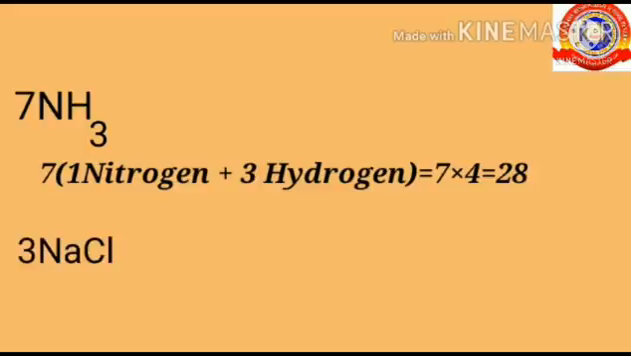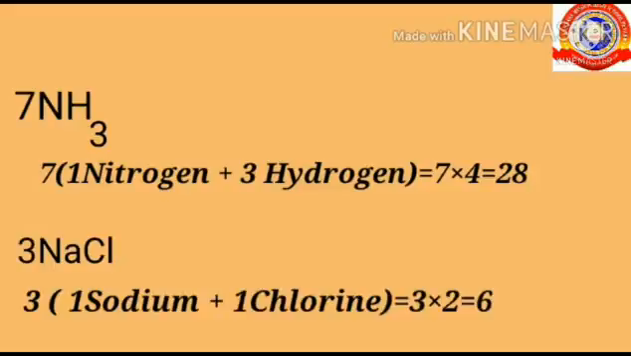Next is to find out the total number of atoms present in 3 molecules of NaCl, that means sodium chloride. How to calculate? Yes, 3 into 1 sodium plus 1 chlorine, 1 sodium atom and 1 chlorine atom. 3 into 2 equals 6.